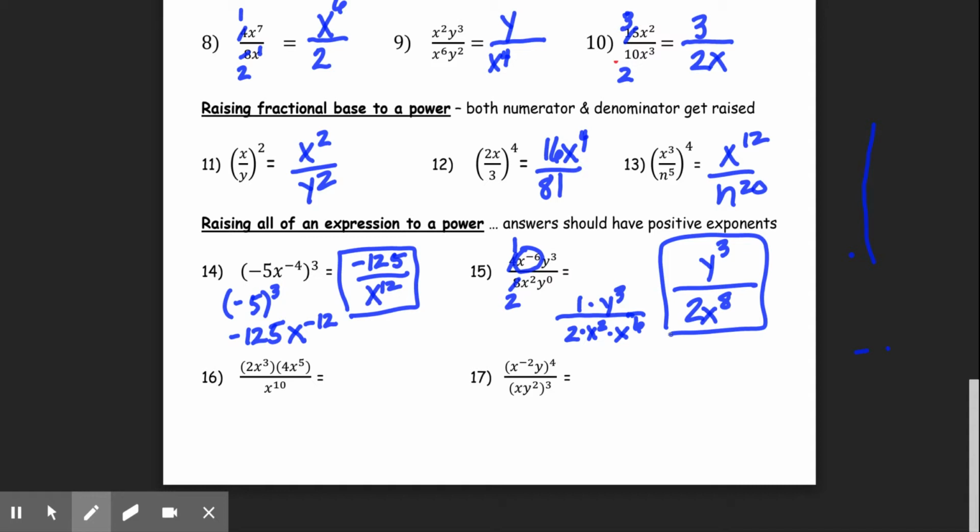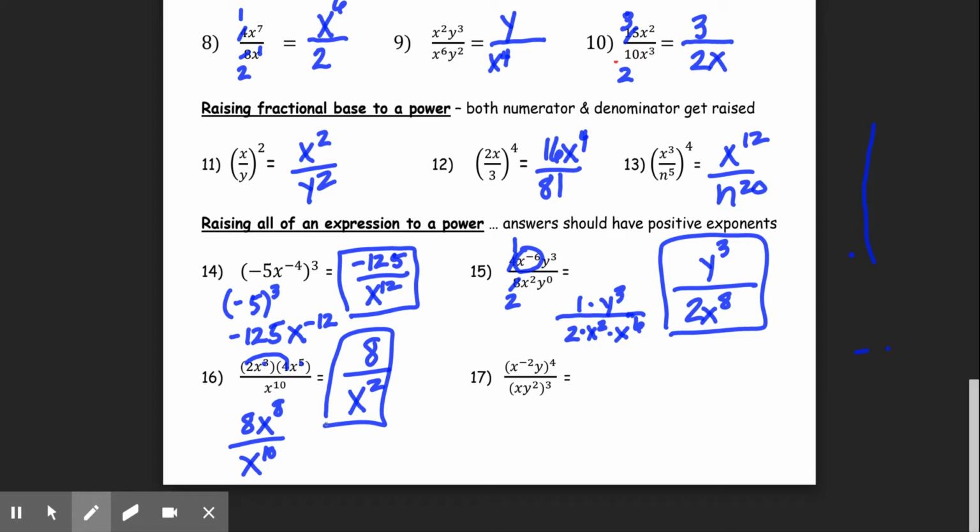All right, let's look at number 16. So on number 16, we can multiply. We don't have any exponents on the outside. So we can go 2 times 4, and that gives us 8. And then we can add 3 plus 5, and that gives us x to the 8th power, all over x to the 10th power. So our final answer would be 8 over 10 minus 8 is 2. And those 2 are going to be left over in the denominator.